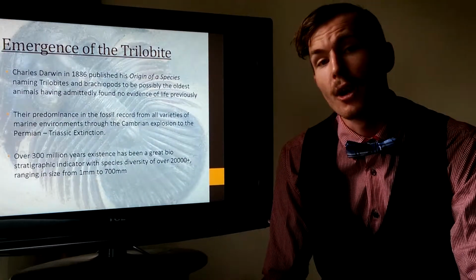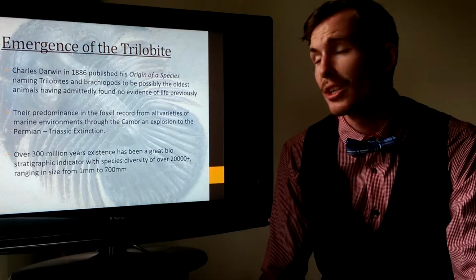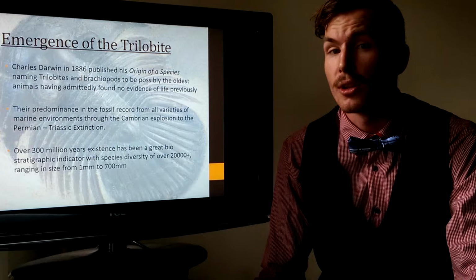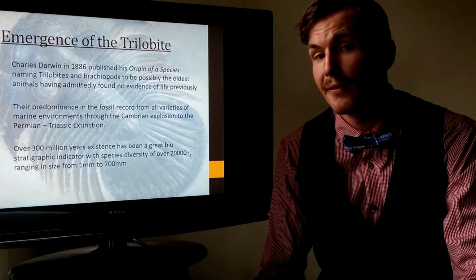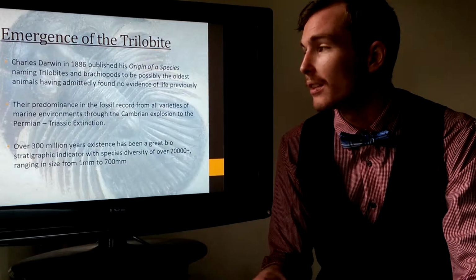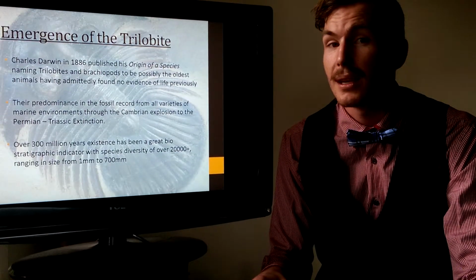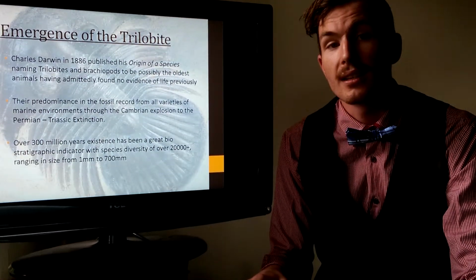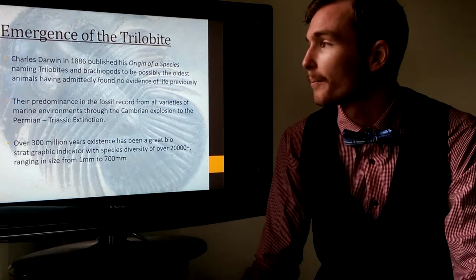Okay, so just a brief overview of what I'll be discussing. Charles Darwin in 1859 published his Origin of Species, naming trilobites and brachiopods amongst the oldest known animals, due to the fact that no other animals had been found in the fossil record beforehand, and in all varieties of marine environments in which they existed. With some 20,000 species from the Cambrian explosion to the Permian-Triassic extinction, this provides a great fossil record and biostratigraphic indicator.